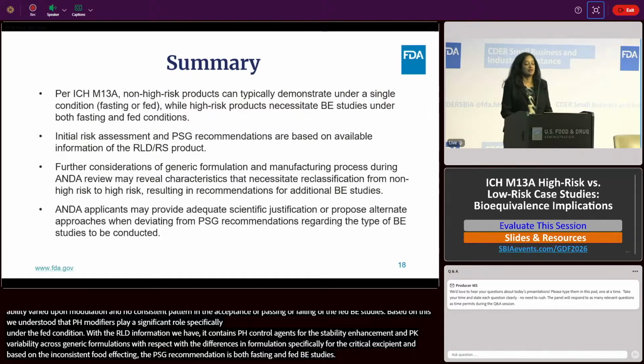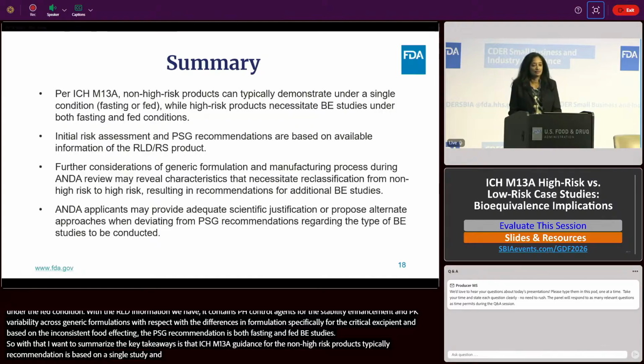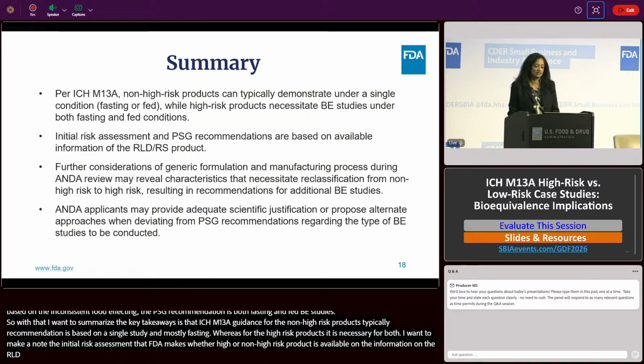So with that, I want to summarize. The key takeaway is that per the ICH M13A guidance, for non-high-risk products, a bioequivalence study recommendation is typically based on a single study, mostly fasting, whereas for high-risk products, it necessitates both fasting and fed BE studies. I want to note also that the initial risk assessment that FDA makes, whether it's a high-risk or non-high-risk product, is based on the available information of the RLD labeling, RLD formulation characteristics, and the biopharmaceutics properties of the drug substance. However, once the ANDA is received in-house, we also evaluate the generic formulation.